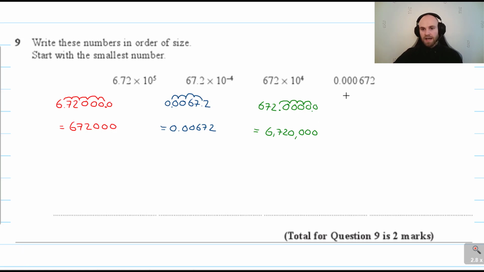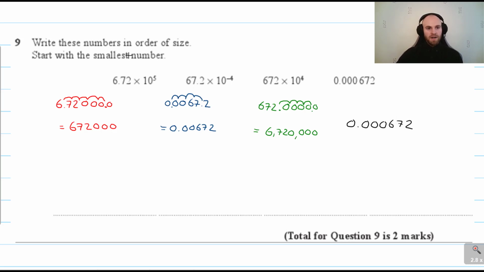And the last one I'm going to do in yellow. I hope you can still see it. Actually, I don't need to do anything, do I? There's no multiplication to be done. So, what do we have here? I'm just going to write that out anyway. 0.0000672.